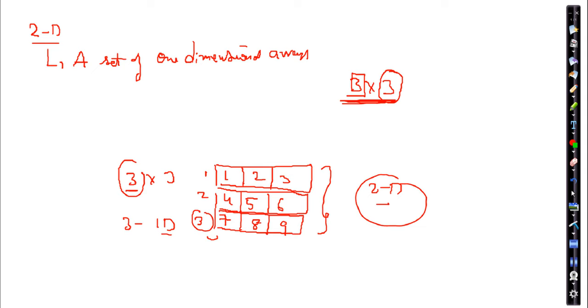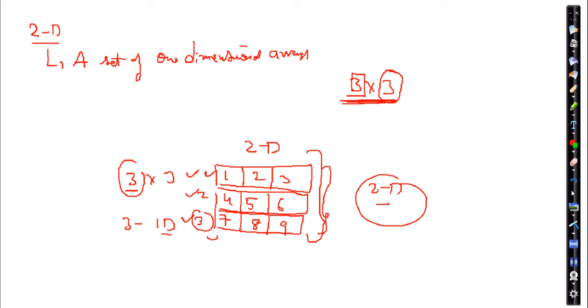So simply, you can see a two-dimensional array is a set of one dimension, this is another one dimension, this is another one dimension. If you keep them one by one together, it gives a two-dimensional array. So that means here is how to create a two-dimensional array in the NumPy array.